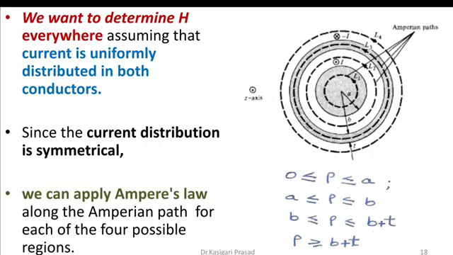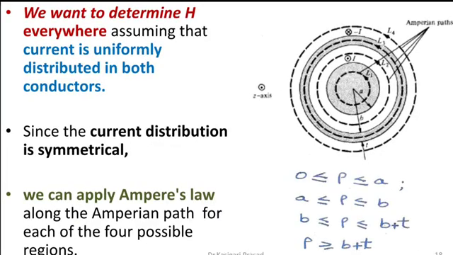So the radius of the inner conductor is small a, the radius of the outer conductor is small b, the inner conductor is carrying current I and the outer conductor is carrying current -I. Now we want to determine H everywhere, assuming that current is uniformly distributed in both the conductors and also the current distribution is symmetrical. Since the current distribution is symmetrical, we can apply Ampere's circuital law. While applying Ampere's circuital law, here we will have 4 different possible regions.